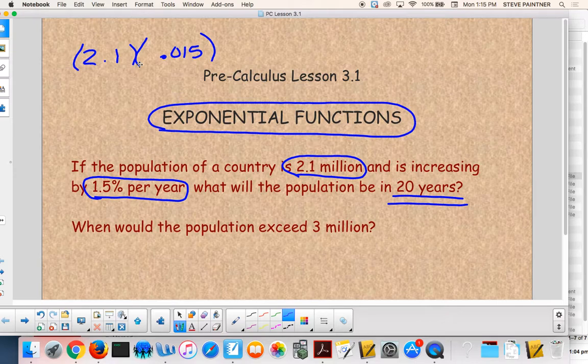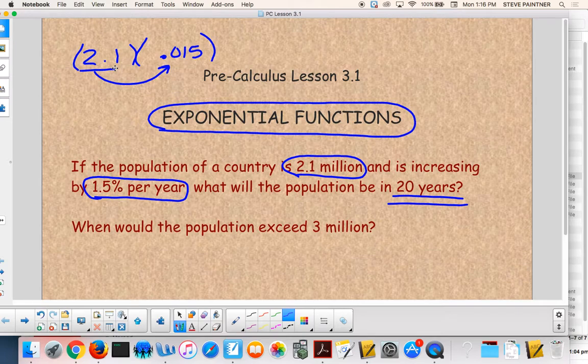Would it be 2.1 to the power of 0.015 times 20? No. Or 1.015? You're giving me a whole bunch of guesses. Can I ask you this? Think next year. How many people do I have next year? His answer is not how many I have next year. His answer is how many people I add on to the original population. I need the original 2.1 million people back. This times this is just the population increase. I want the original population to come back next year.